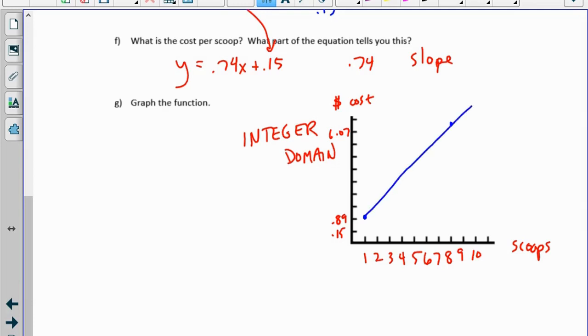And I could draw a line, but I want to really emphasize in this chapter the fact that we have an integer domain. So I'm only going to put integer values of x on this line. So I'm only going to put the points that represent the actual number of scoops I can have, because I cannot have some sort of fractional number of scoops in this problem.